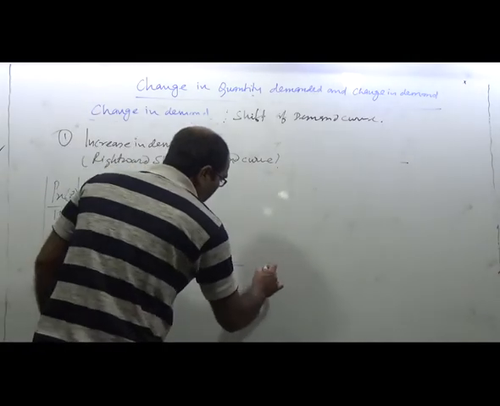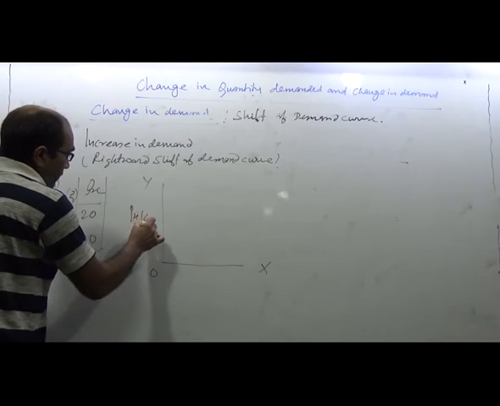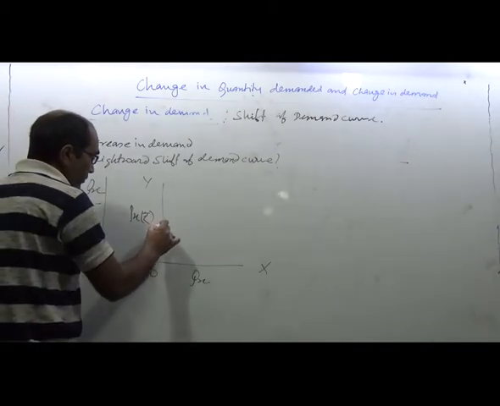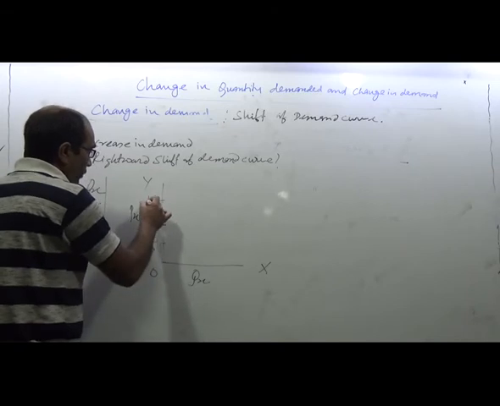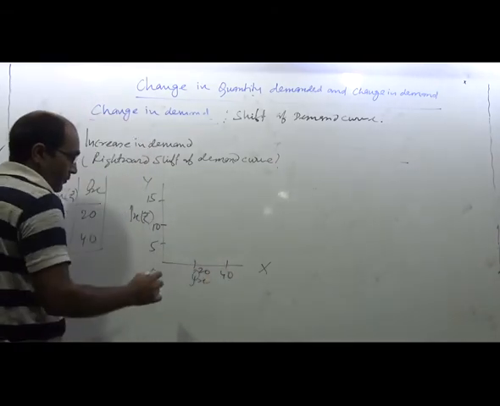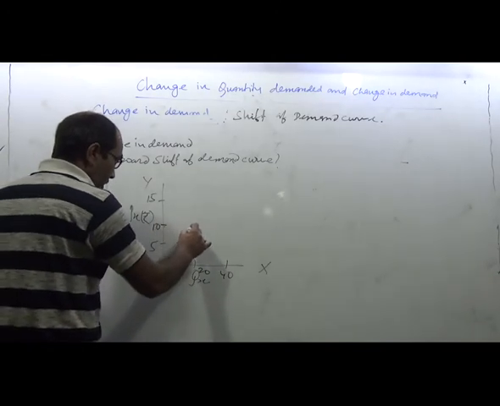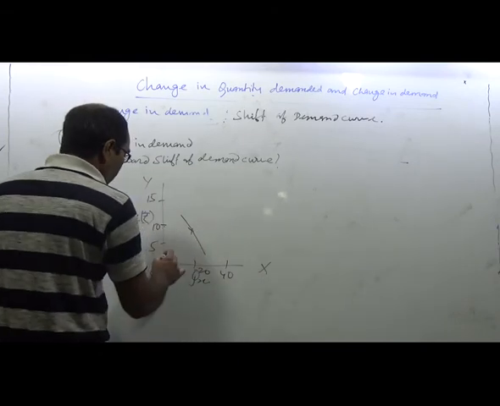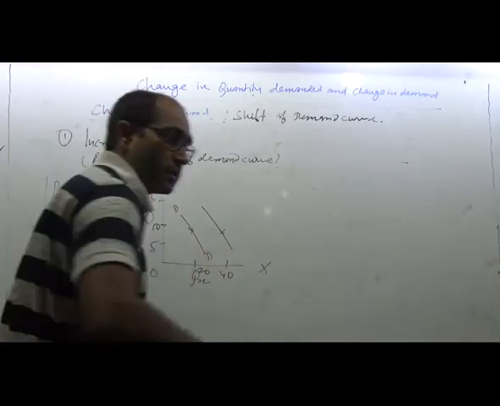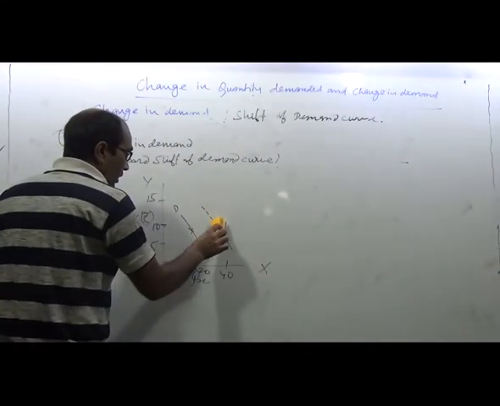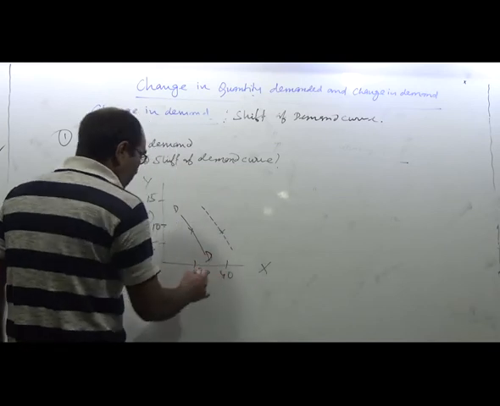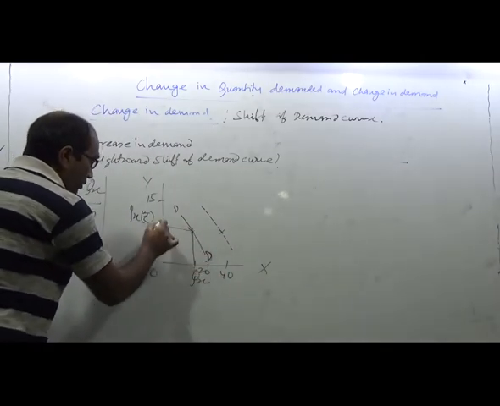This is the application on the diagram. Price of X in rupees is given, and quantity of X. Price rupee 10, quantity 20 and 40. DD was the previous demand curve. On that, our consumer was at equilibrium with 20 quantity and rupee 10 price.